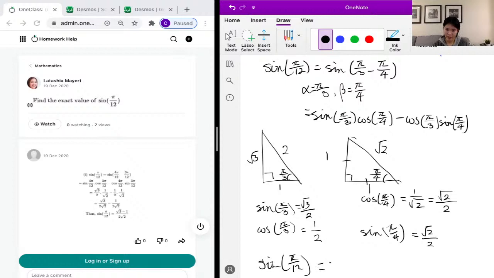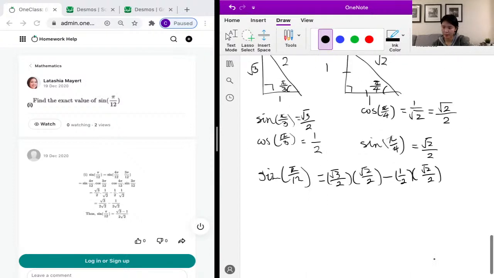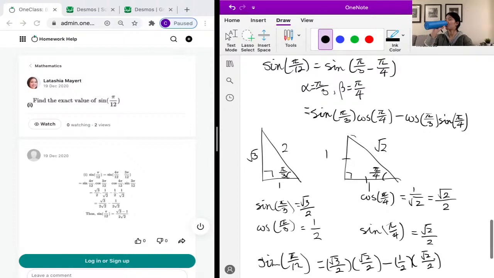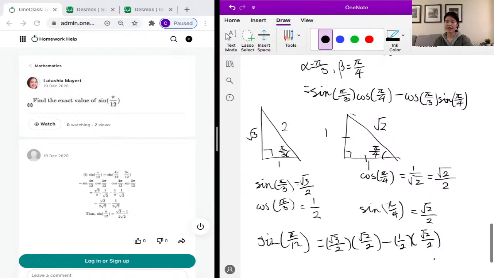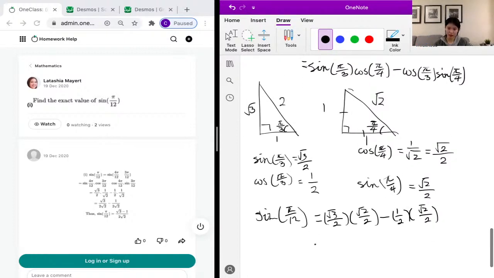So first we have sine of pi over 3, which is root 3 over 2, multiplied by cos of pi over 4, which is root 2 over 2. Then we have minus cos of pi over 3, which is 1/2, multiplied by sine of pi over 4, which is root 2 over 2. Alright, so for our next step, we just simplify this expression even further by multiplying the fractions.